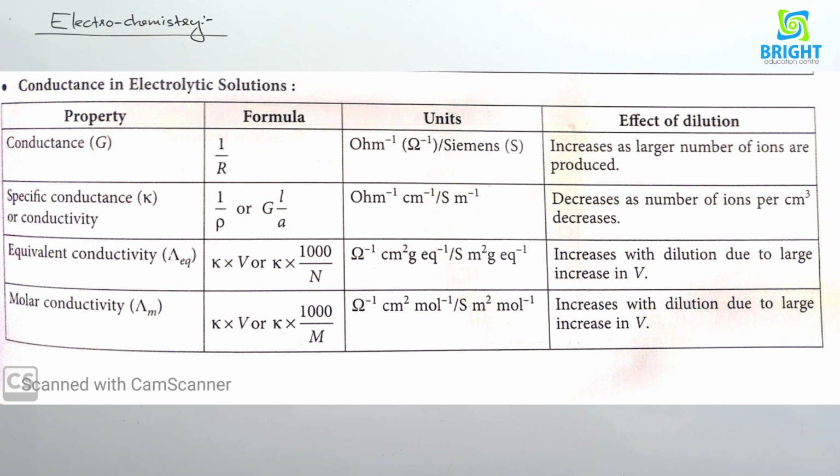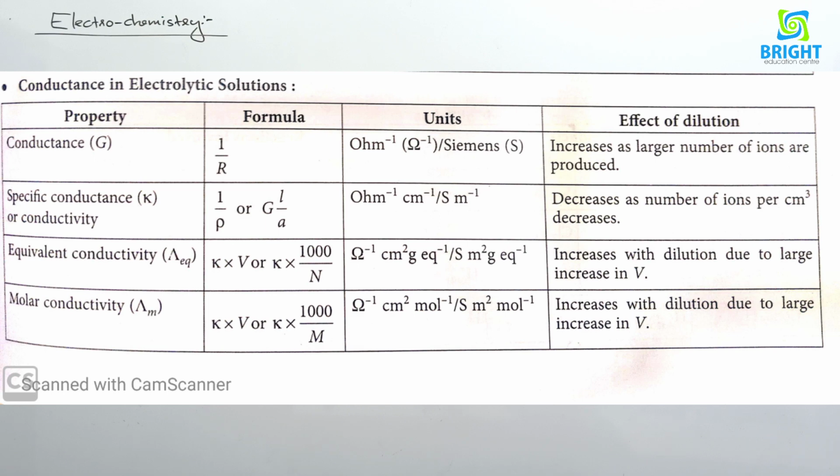So we are now discussing conductivity and molar conductivity. The equation for conductance G is inversely proportional to resistance. Then specific conductivity kappa is 1 by rho, the inverse of resistivity, and equivalent conductivity is kappa into V. Molar conductivity is kappa into V, that is kappa into 1000 divided by M, but for equivalent it is kappa into 1000 divided by N. Then go through the effect of dilution: conductance increases as the number of ions produced increases.